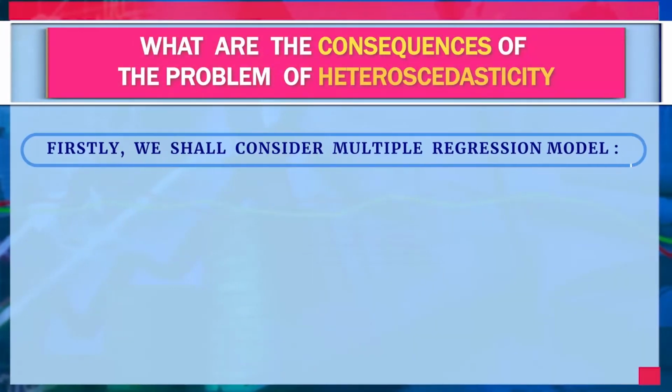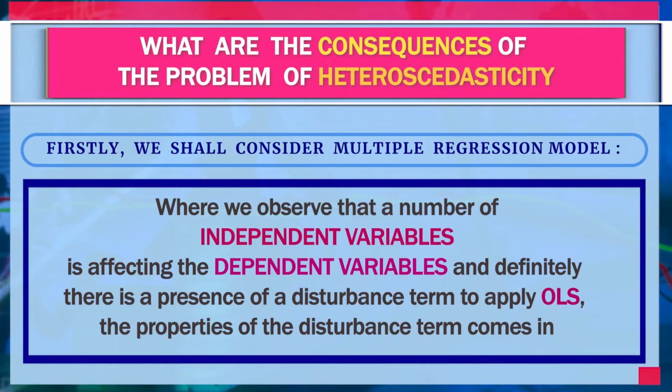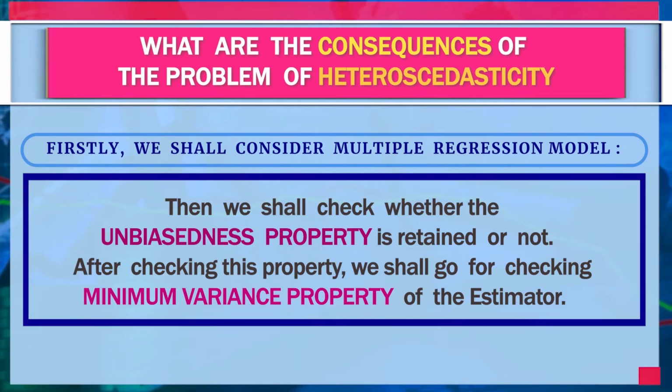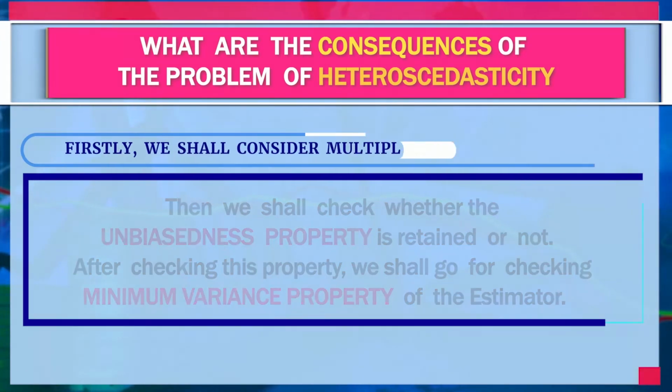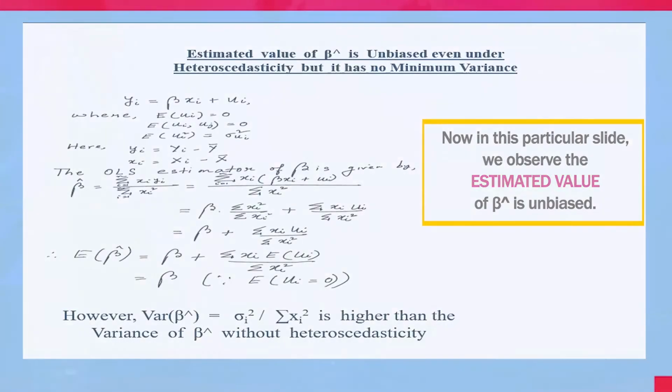So if we go for the consequences of heteroscedasticity, we shall be referring to a multiple regression model where a number of independent variables affect the dependent variable, and definitely there is a disturbance term. To apply OLS, the properties of the disturbance term come in. Then we shall check whether the unbiasedness property is retained or not, and thereby we shall go for checking the minimum variance property. Now in this particular slide, we observe the estimated value of beta hat is unbiased. In order to proceed, we go by the following steps.